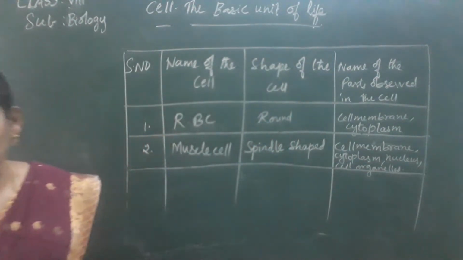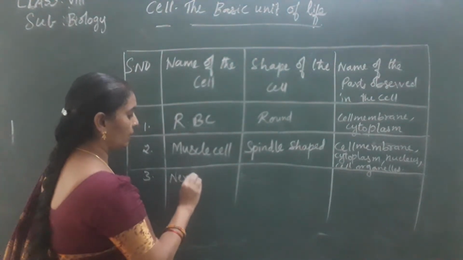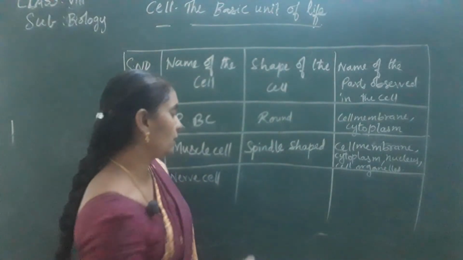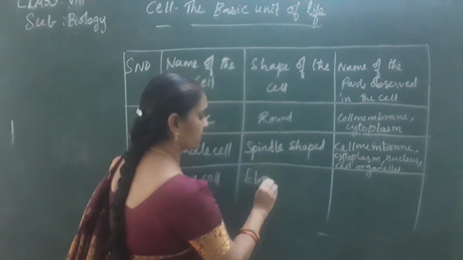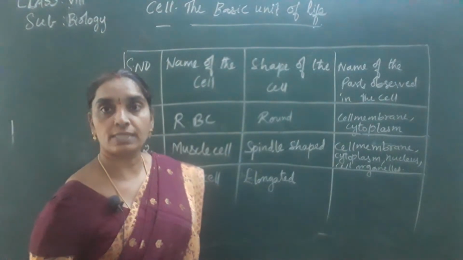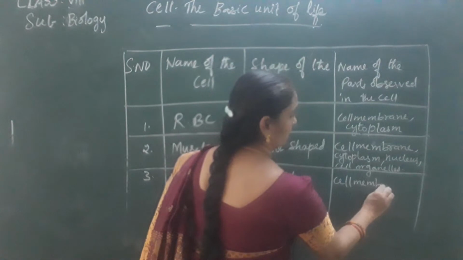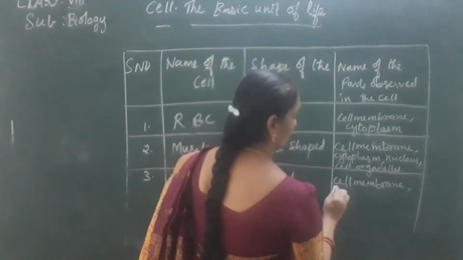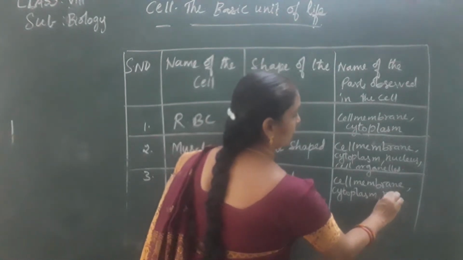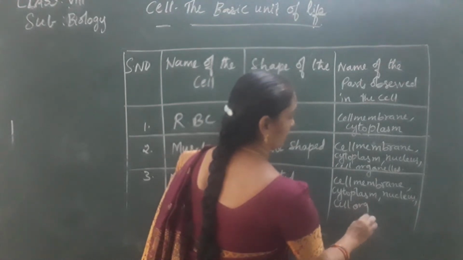Okay, next coming to the nerve cell. You know very well, the cell body is star shaped and it is elongated in structure. Elongated. Okay, what does it contain? The cell body contains the cell membrane, cytoplasm, nucleus in the center, and cell organelles are also present inside the nerve cell.